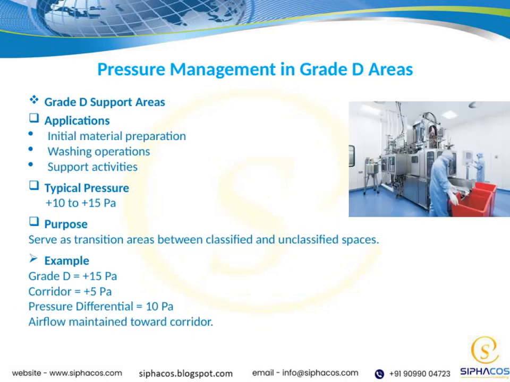Let's talk about pressure management in Grade D support areas. These spaces handle tasks like initial material prep, washing, and other support activities. They're designed to act as a buffer, a transition between classified and unclassified zones. Typically, the pressure here is kept slightly positive, around 10 to 15 pascals. For example, if the Grade D area is at plus 15 and the adjacent corridor is at plus 5, that 10 pascal difference ensures air flows toward the corridor, maintaining cleanliness and control.